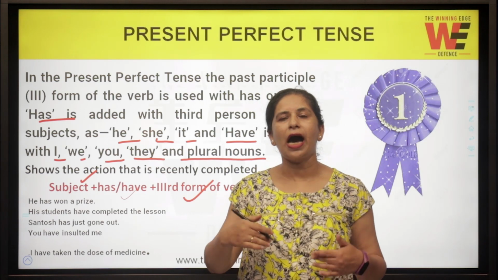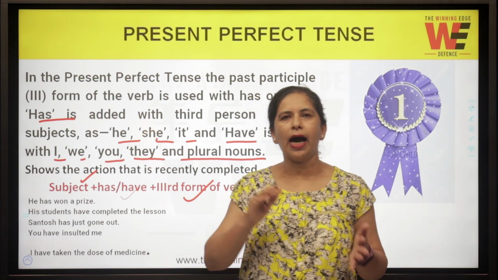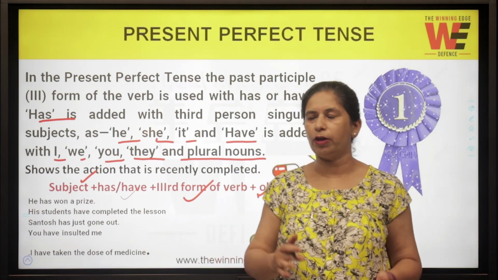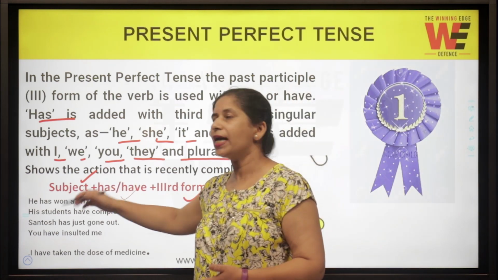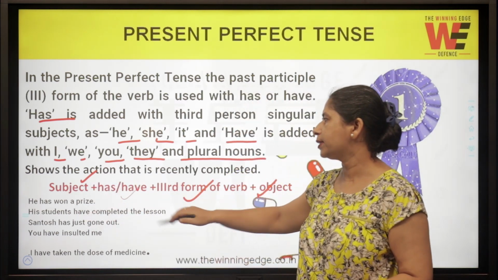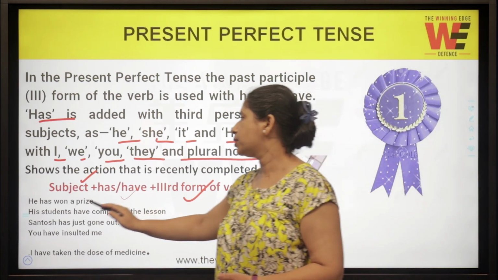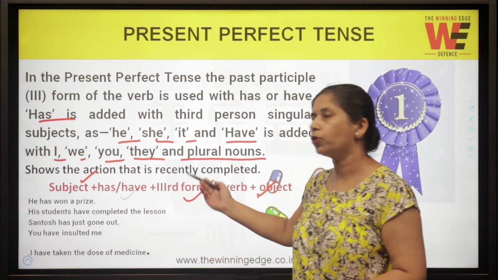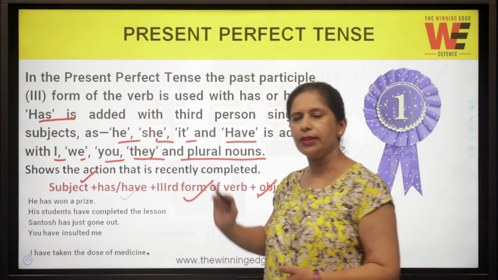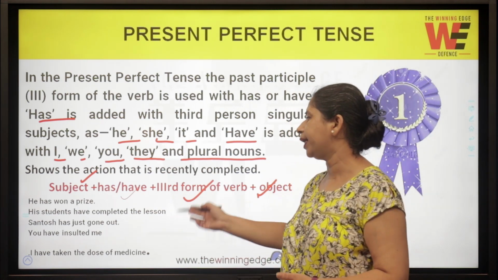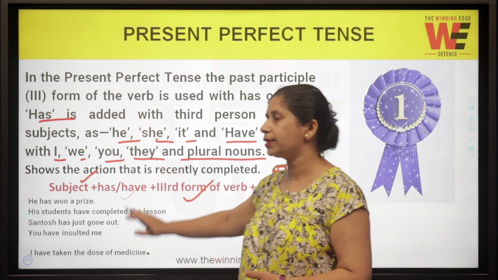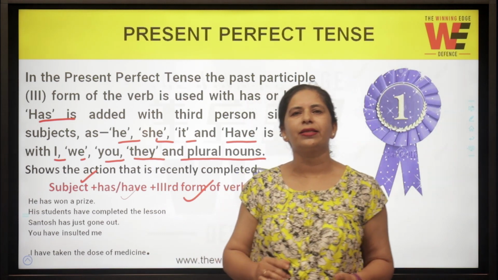ओके, अगर मैं बोल रही हूँ I has done this तो रॉन्ग है. I have read so many books, then it will be correct. Okay, he has won a prize. His students have completed the lesson. Santosh has just gone out. You have insulted me. I have taken the dose of medicine. So all these are the examples of your present perfect.